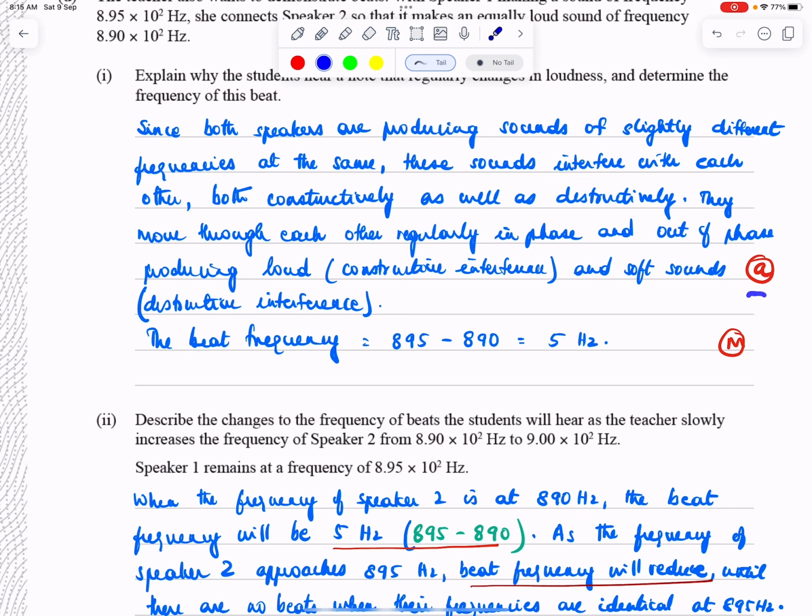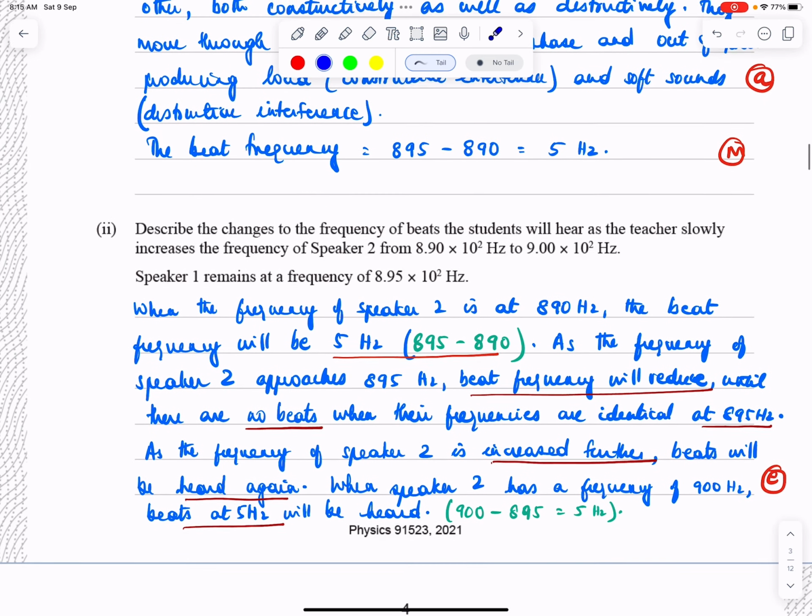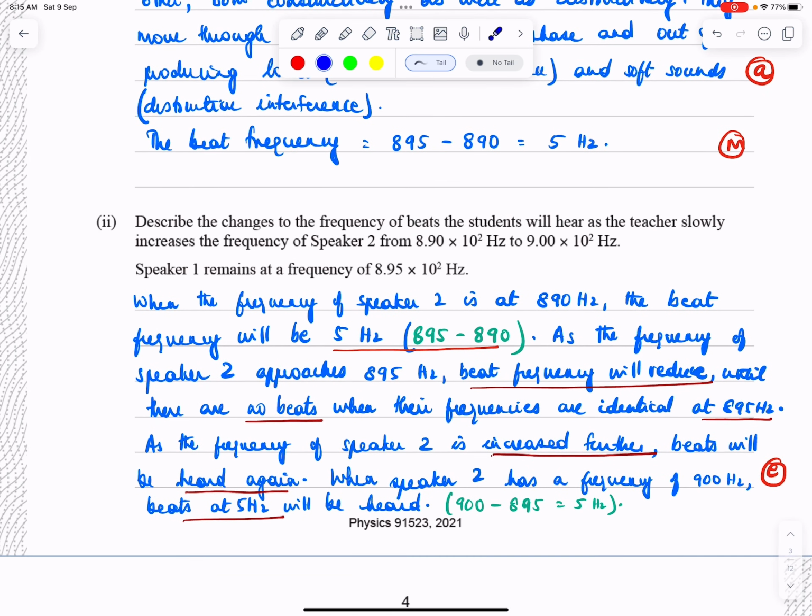And if you said both those and calculated the beat frequency, you get your merit. Now the question continues: what's going to happen to the frequency of the beats as the teacher increases the frequency from 890 to 900 hertz for speaker 2? Speaker 1 remains the same.